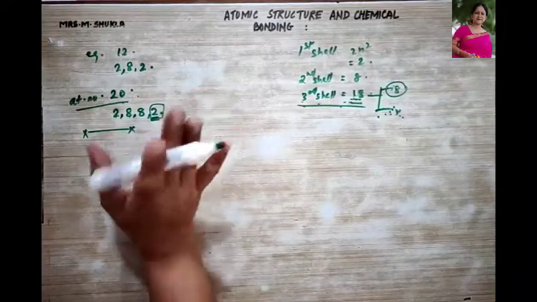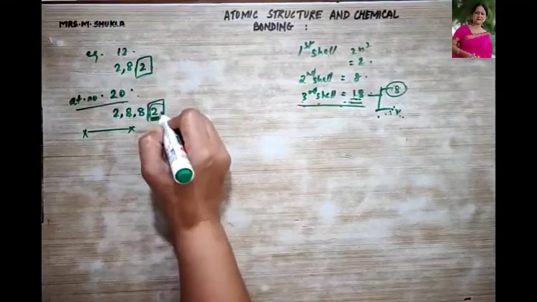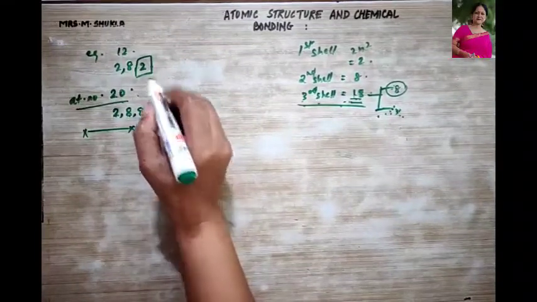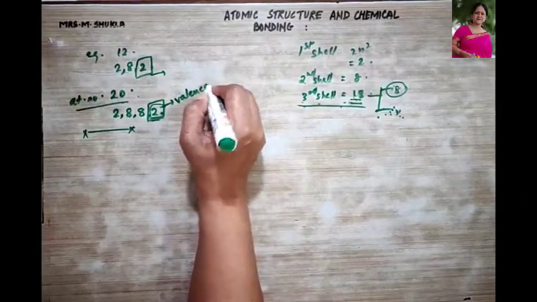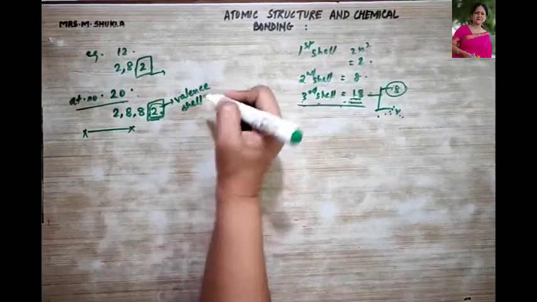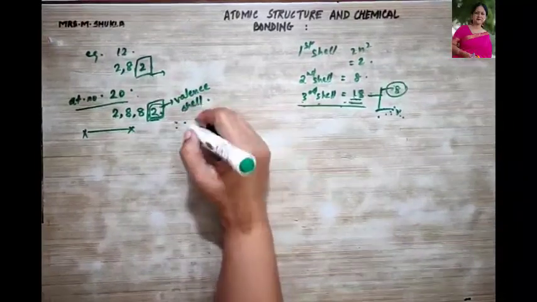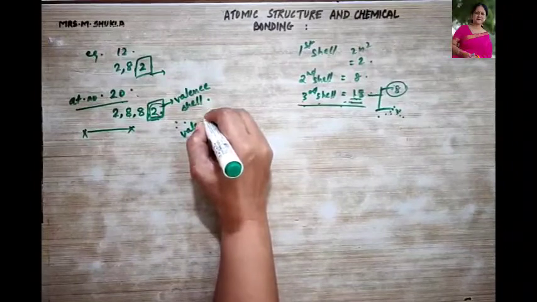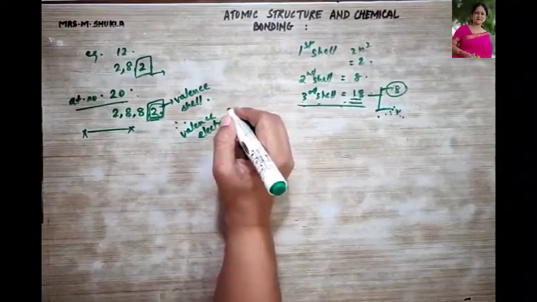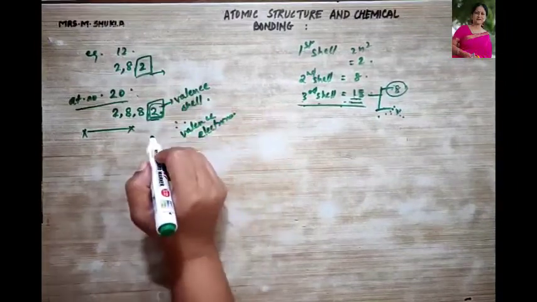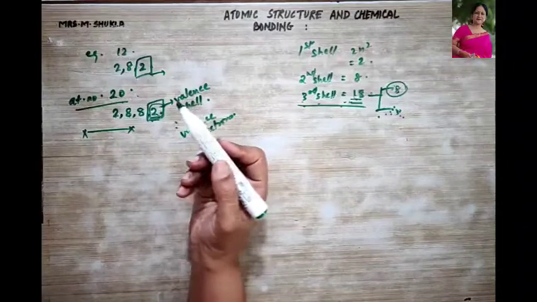Next we come to what are valence electrons. The number of electrons that are present in the outermost shell. This outermost shell is actually called the valence shell, and therefore the number of electrons present in the valence shell are also termed valence electrons. Is that clear? With the help of valence electrons, we can easily find out the valency of an element. So what is the valency of an element?